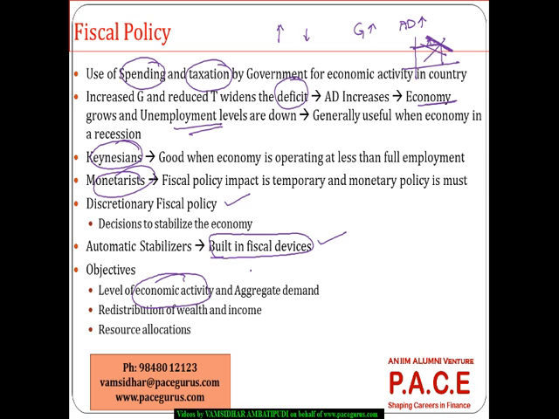And coming to fiscal policy, some of the major objectives lie in coming out with a stable, ever growing economic activity. They control the level of aggregate demand. It should also target redistribution of wealth and income, taking tax from the people who have more and distributing it to the people who have less. So redistribution of wealth and income and proper allocation of the resources are some of the key objectives of fiscal policy.